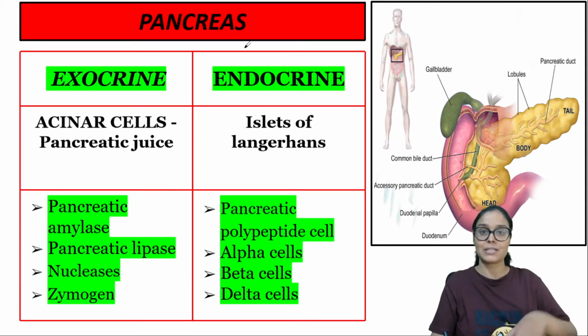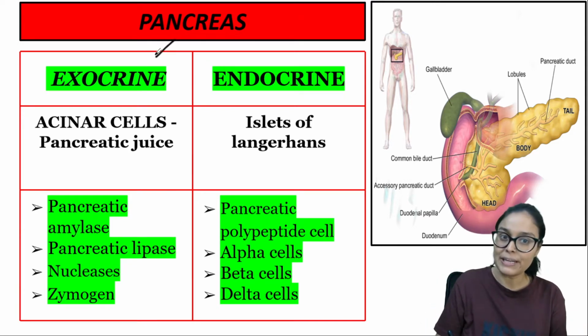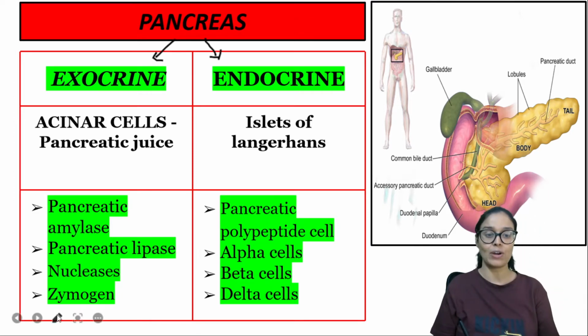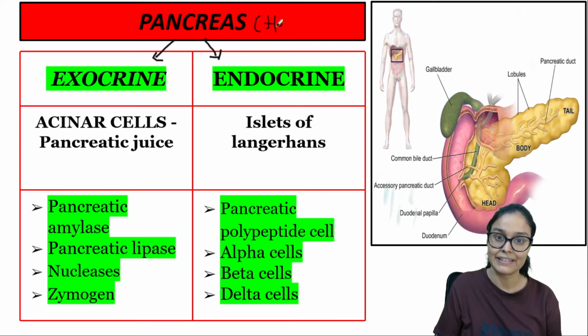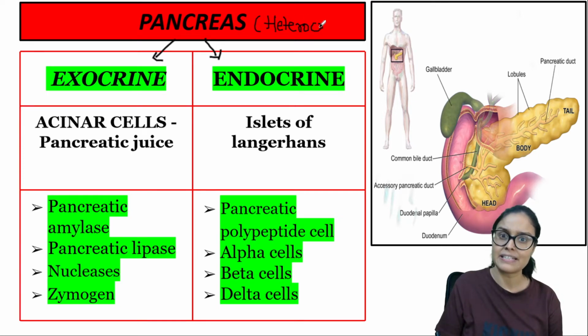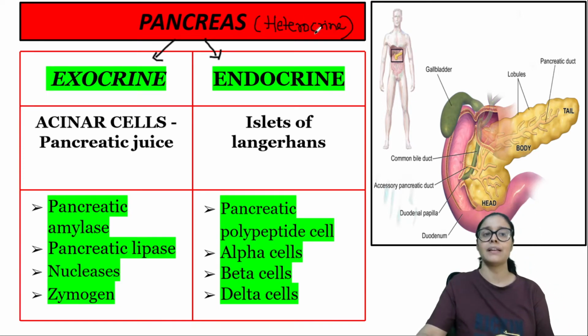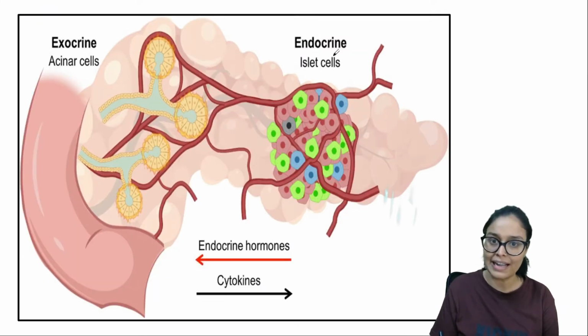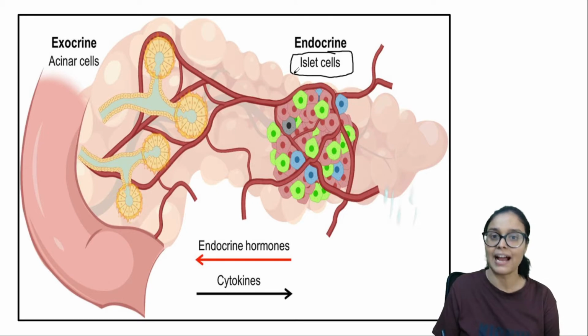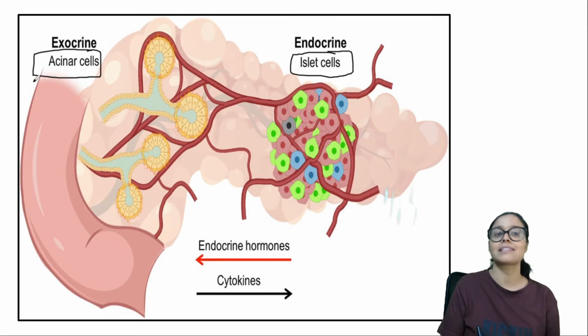We will be continuing our pancreas part, right? So we know that pancreas is basically a mixocrine gland. What is it? It is mixocrine or heterocrine. Heterocrine means it basically has two types of cell, exocrine as well as endocrine cell. So endocrine cells are known as islets of Langerhans, and the exocrine part is known as acinar cells.